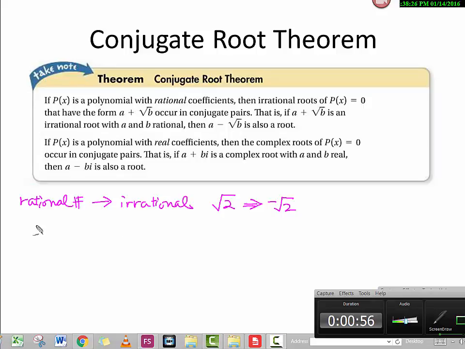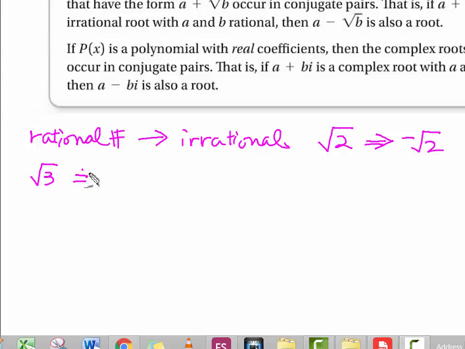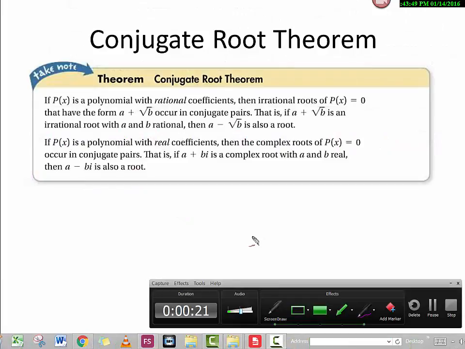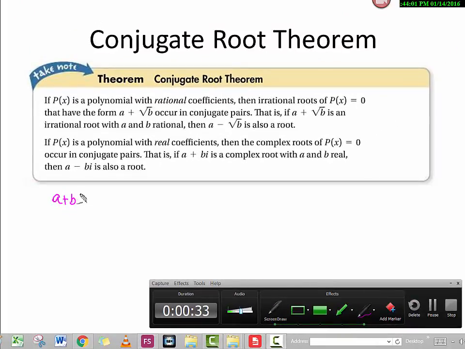So in other words, if you are given an irrational root of square root 3, you know there's another irrational root of negative square root of 3 as well. The conjugate root theorem also applies to complex roots. So if you solve a polynomial equation and you end up getting a root of a plus bi, you may not be able to see it in the process, but you know there's another root of a minus bi to go with it.